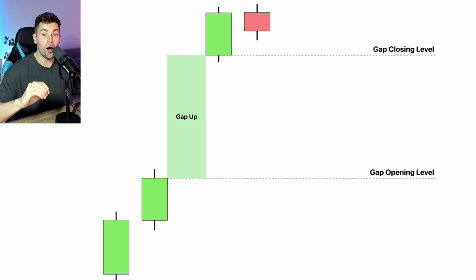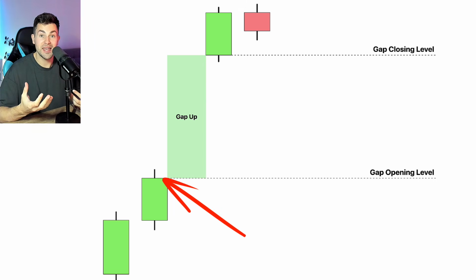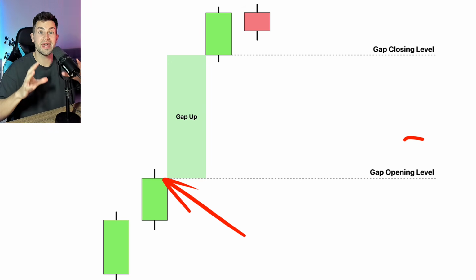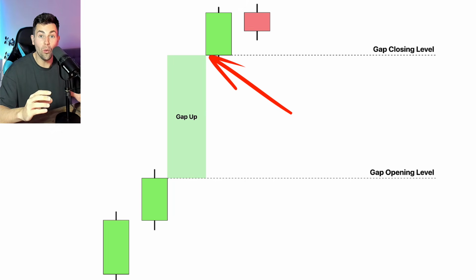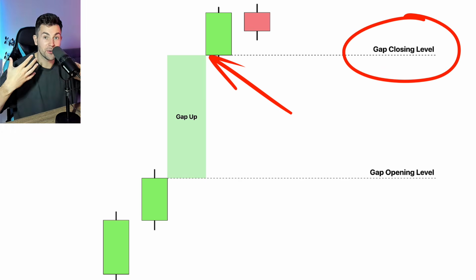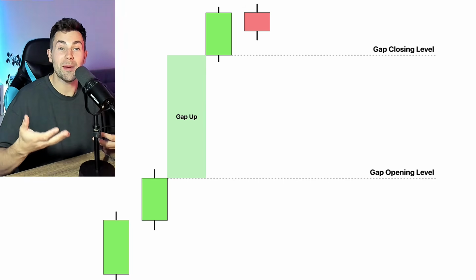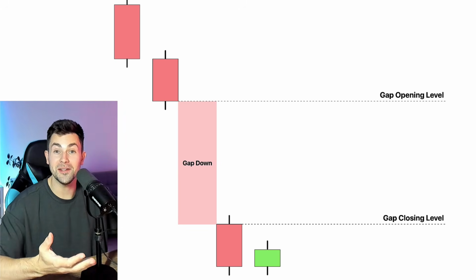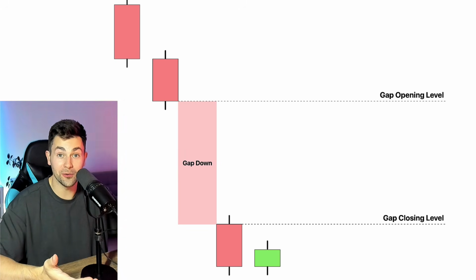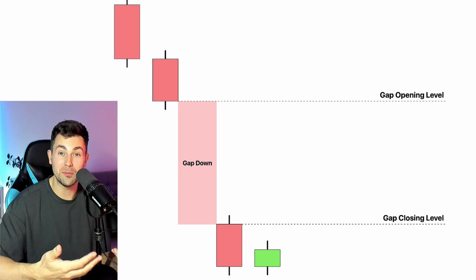Now let's briefly discuss the main elements of the gap. That's a model of a gap up. The level where the last candle closed before this gap was formed is called gap opening level. The level where the first candle opened after a formation of this gap is called gap closing level. The area between gap opening and closing levels is the gap up itself. And that's the structure of a gap down, with gap opening and closing levels composing the gap.